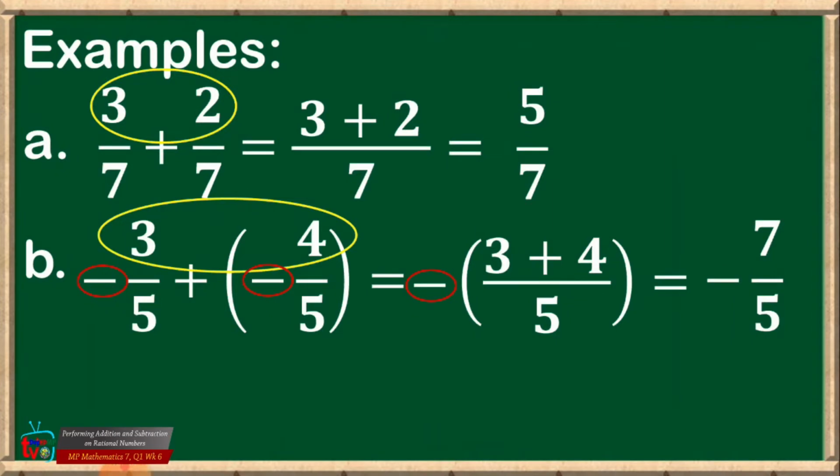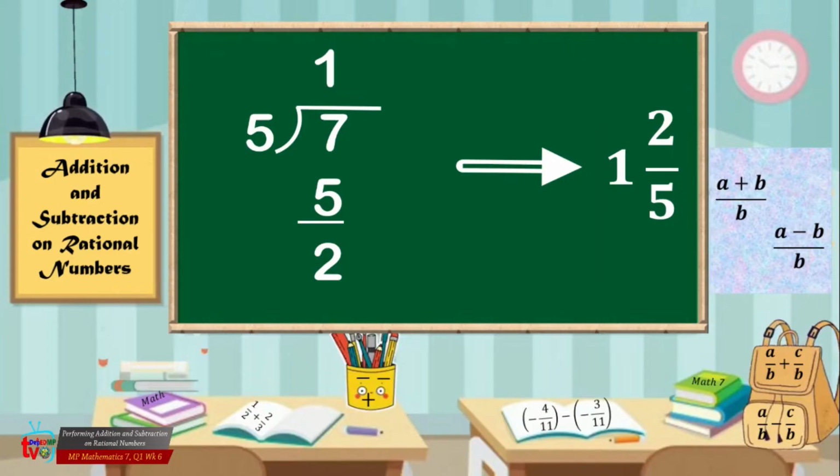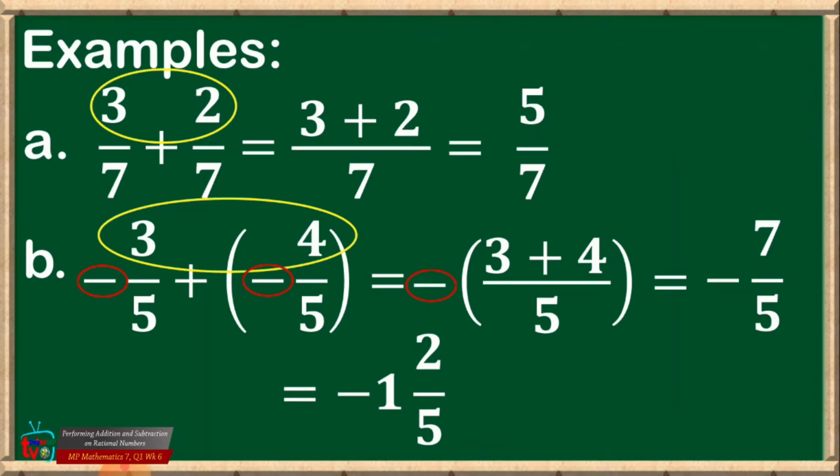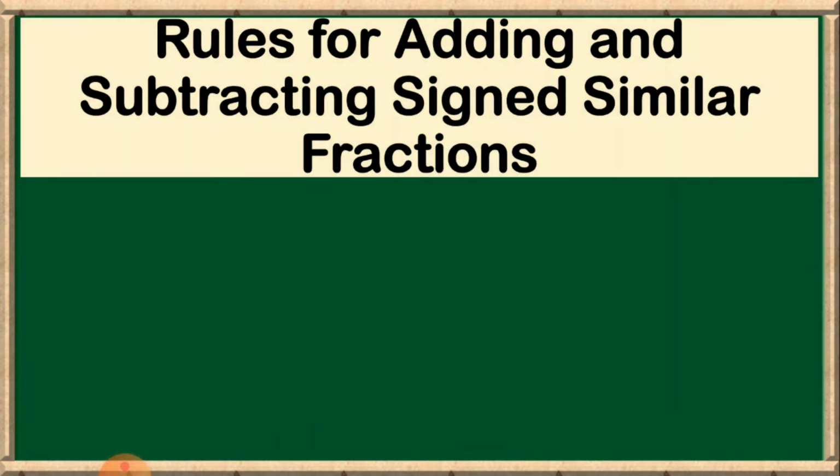5 is not yet our final answer because it says in the rule that if it is an improper fraction, we are going to express it as a mixed number. To express 7/5 as a mixed number, we are going to follow the rules in dividing fractions. So, our answer will be -1 and 2/5. Moving on to the second rule.